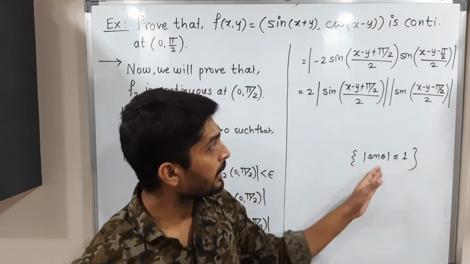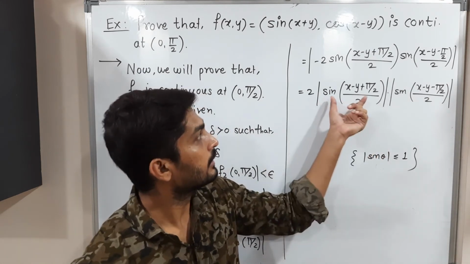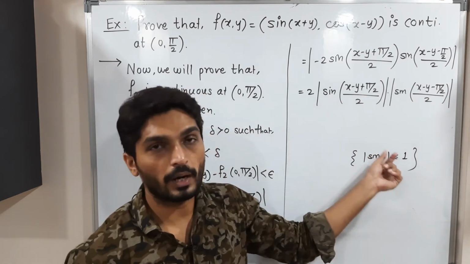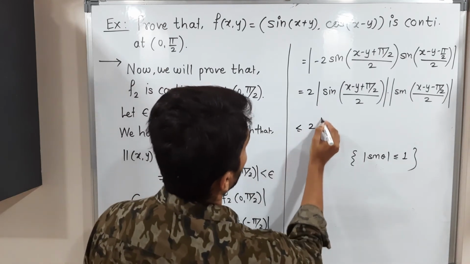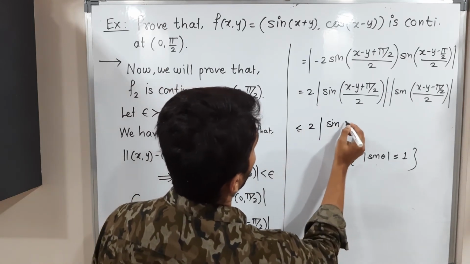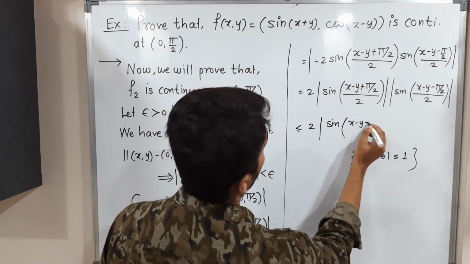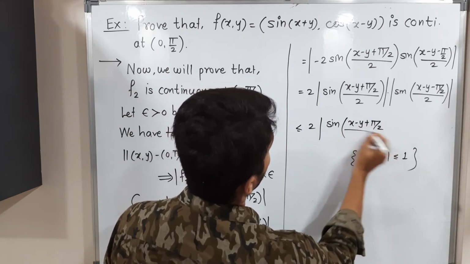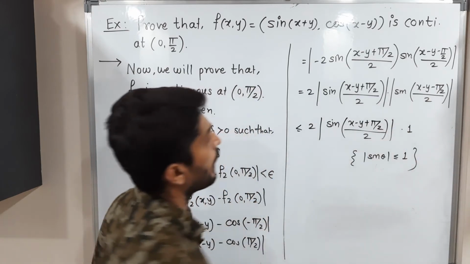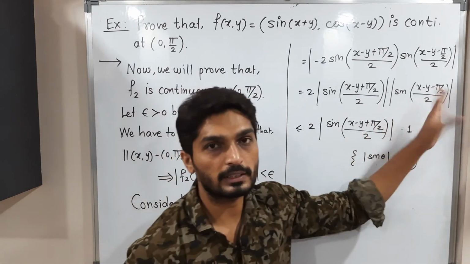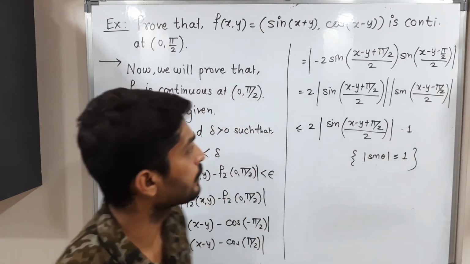But see, I will apply it only for the second one. I will not replace it by 1, I will keep it as it is. So this is less than or equal to 2 mod sine theta, that means x minus y plus pi by 2 divided by 2, and I will replace it by 1, since mod of sine theta, whatever the theta inside, is less than or equal to 1.